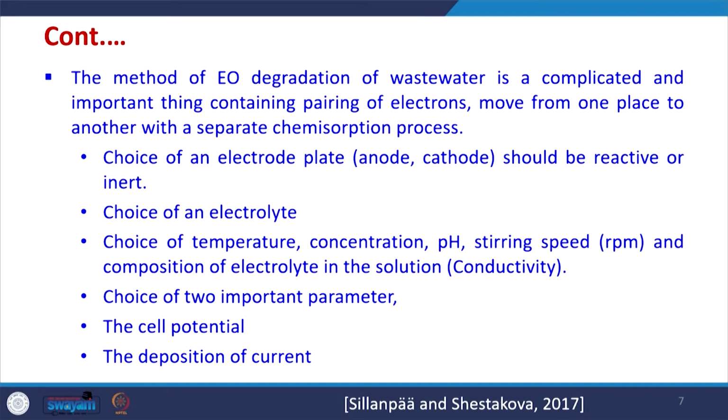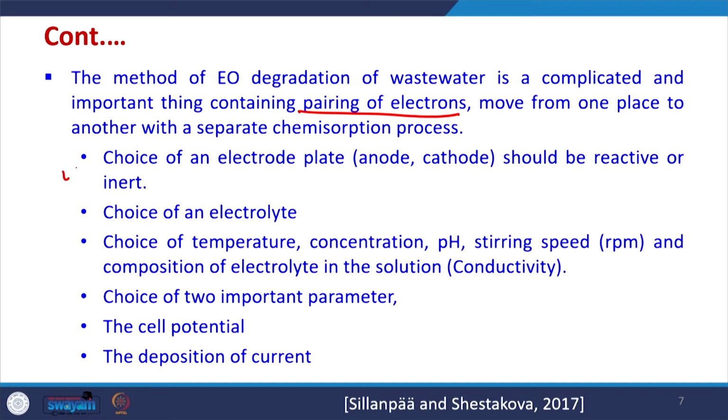Now, the method of electro-oxidation or electrochemical oxidation degradation of wastewater is complicated, and there are many parameters associated with it. It pairs electron movement from one place to another with a separate chemisorption process. So, all these parameters affect the electro-oxidation efficiency.